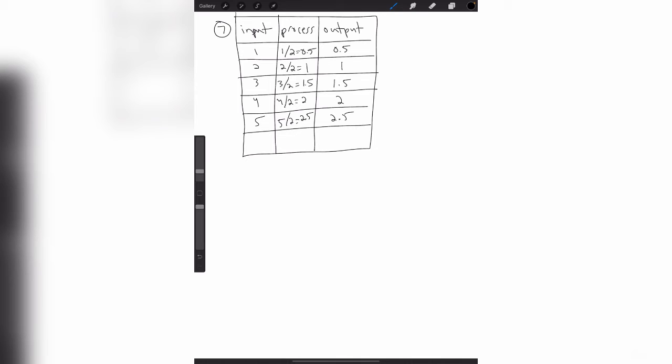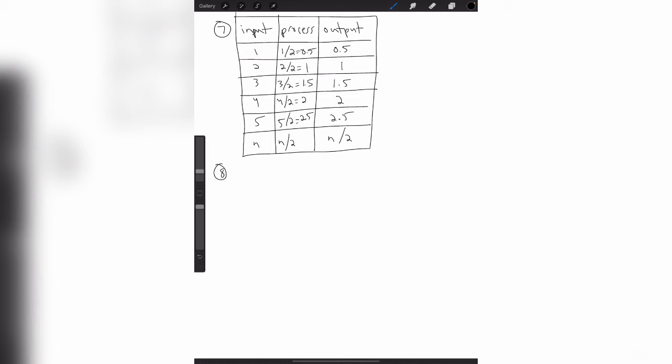So the process would be, for the nth term, whatever it is, you divide it by 2. Like I said, it didn't ask for the nth term, but I went ahead and did it anyway. All right, no more process columns. Now we've got number 8.